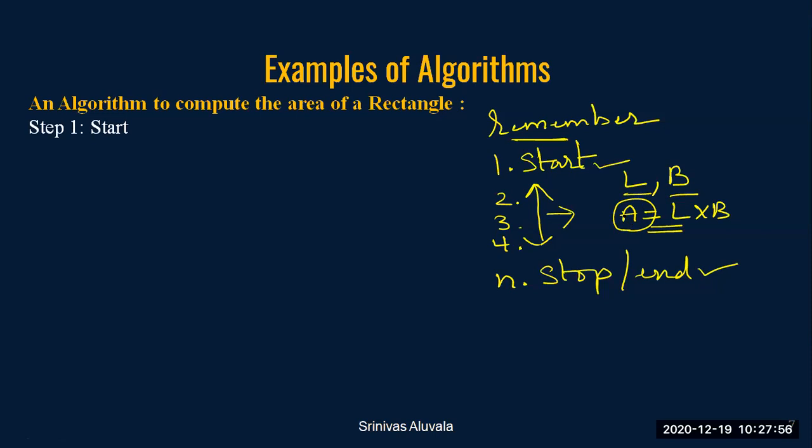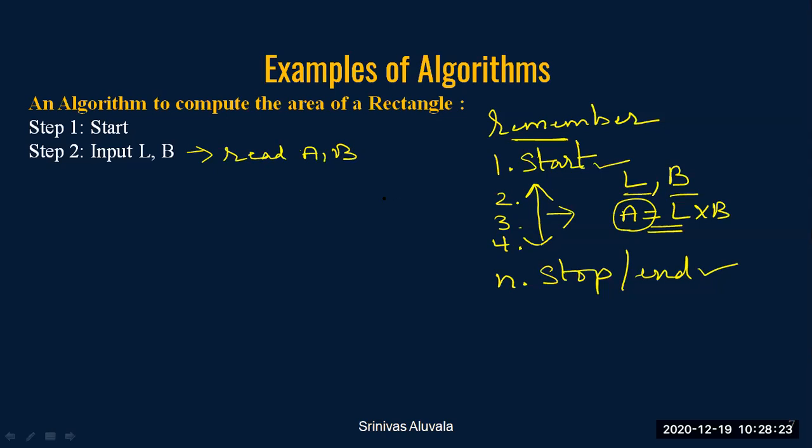Then, to compute the area of a rectangle, the minimum inputs I need are L and B. So I write input L comma B, or it need not be only input, it is only a statement. You can write read A comma B, no issues. You can write read A comma B, it doesn't matter.